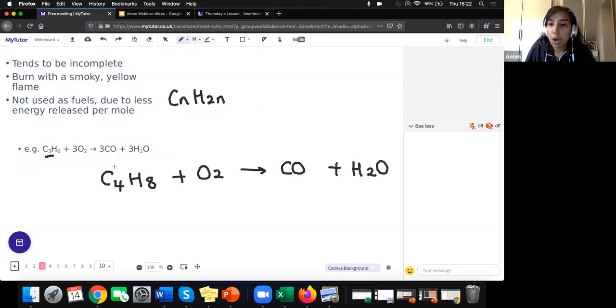We've got 4 carbons on the reactant side, so we put 4 on the product side. Then if we look at our hydrogens, there are 8 on the reactant side, so we need a 4 on the product side. 4 times 2 is 8. Then we just need to look at the oxygens. There are 4 oxygens here and 4 oxygens here, that makes 8 on the product side. On the reactant side, there's only 2, so we put a 4. So that is a fully balanced equation for the incomplete combustion of butene to produce carbon monoxide and water.